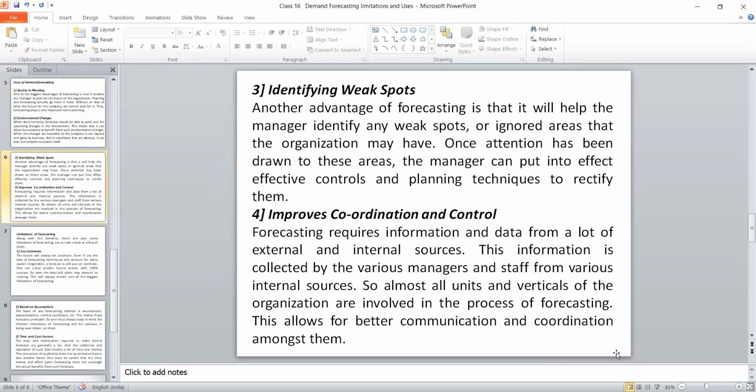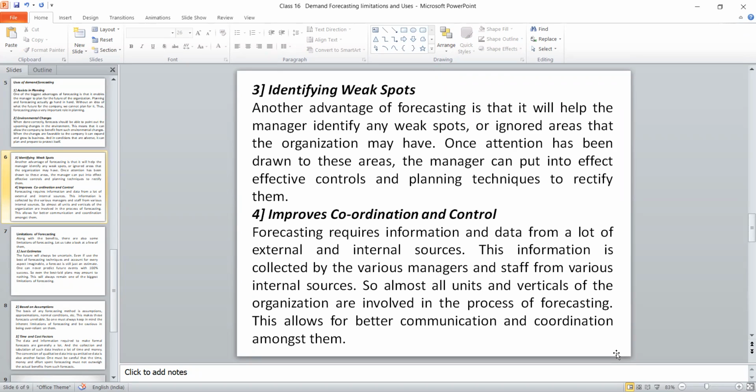The third advantage is we can understand where we are lagging. What are the weak spots in the corporate world? Another advantage of this particular forecasting is it will help the manager to identify any weak spot or an ignored area. Definitely it will throw light on it. Once attention has been given in this area, the manager can take an effective decision and he will have good control over it, and the planning technique will be properly implemented.